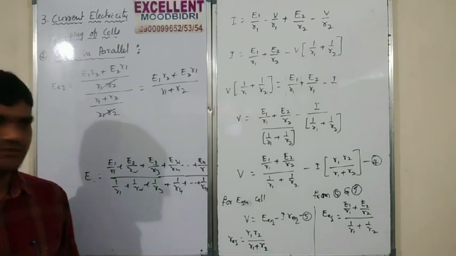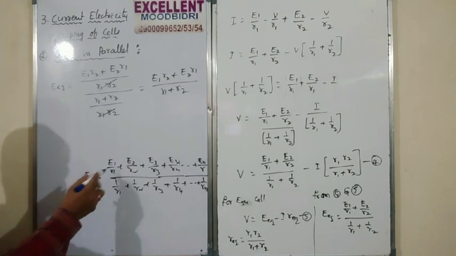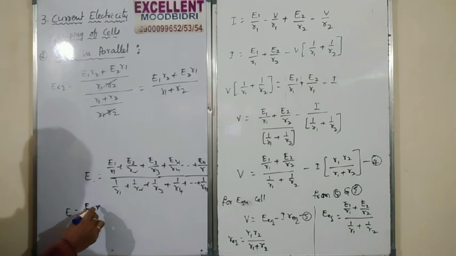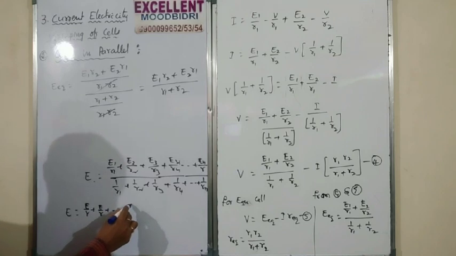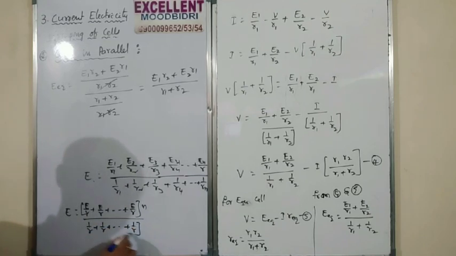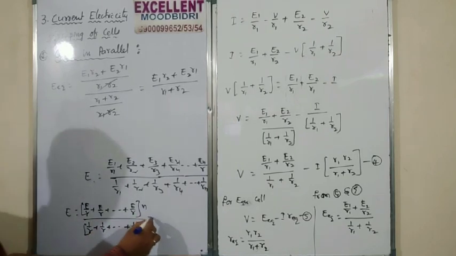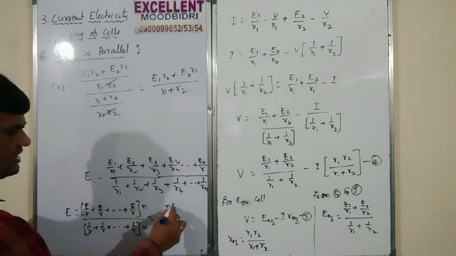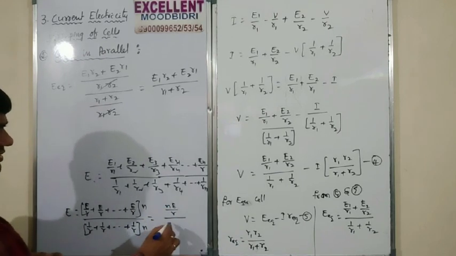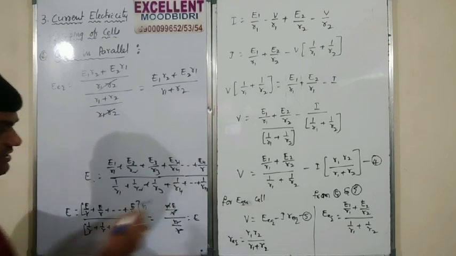N cells are there, meaning n cells. For example, all are having the same EMF, so E by R plus so on, E by R, n times, divided by 1 by r plus 1 by r plus so on, 1 by r, n times. So the top we can write as N into E by R, divided by N by R only. R gets cancelled, N gets cancelled. Therefore, what happened? E only.